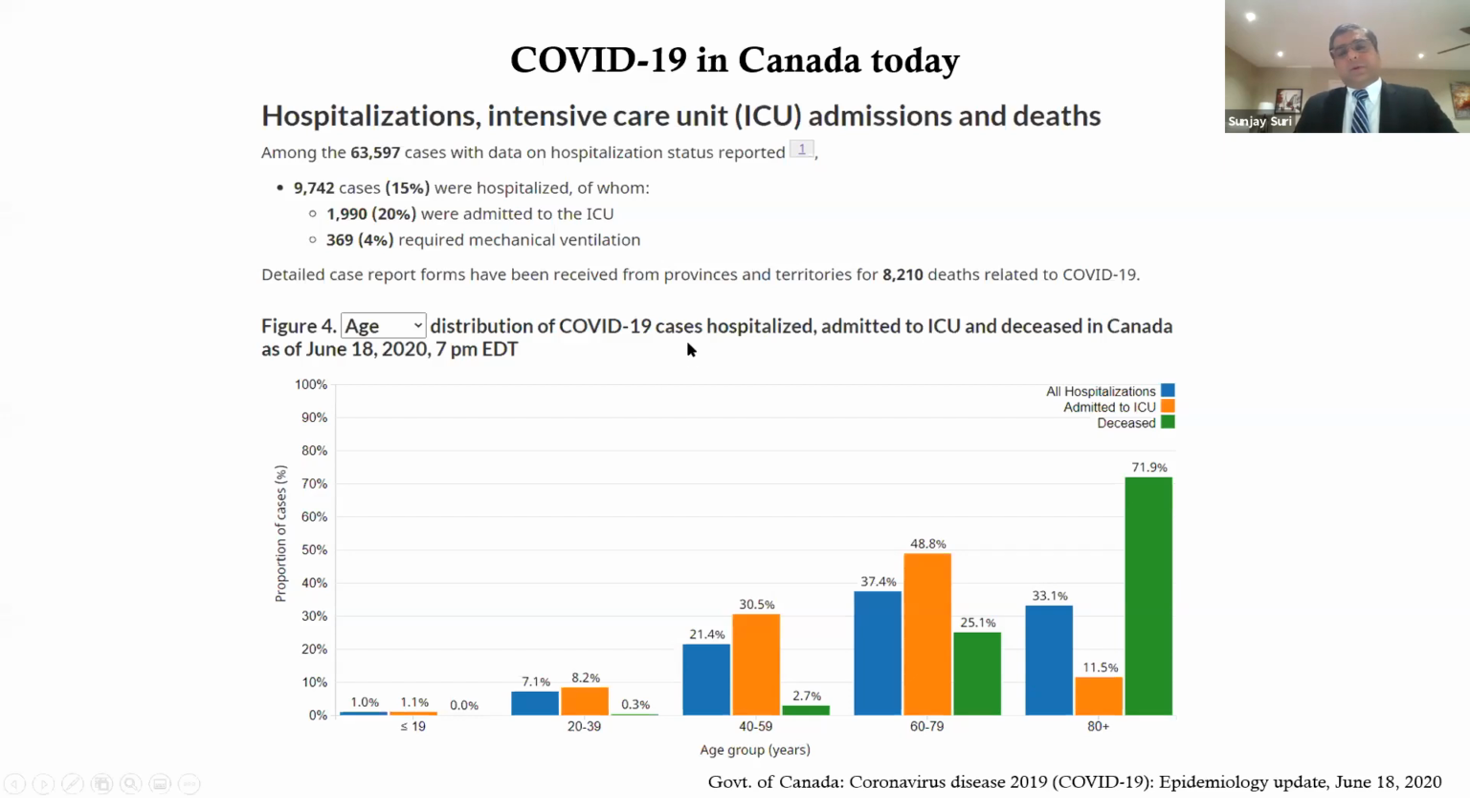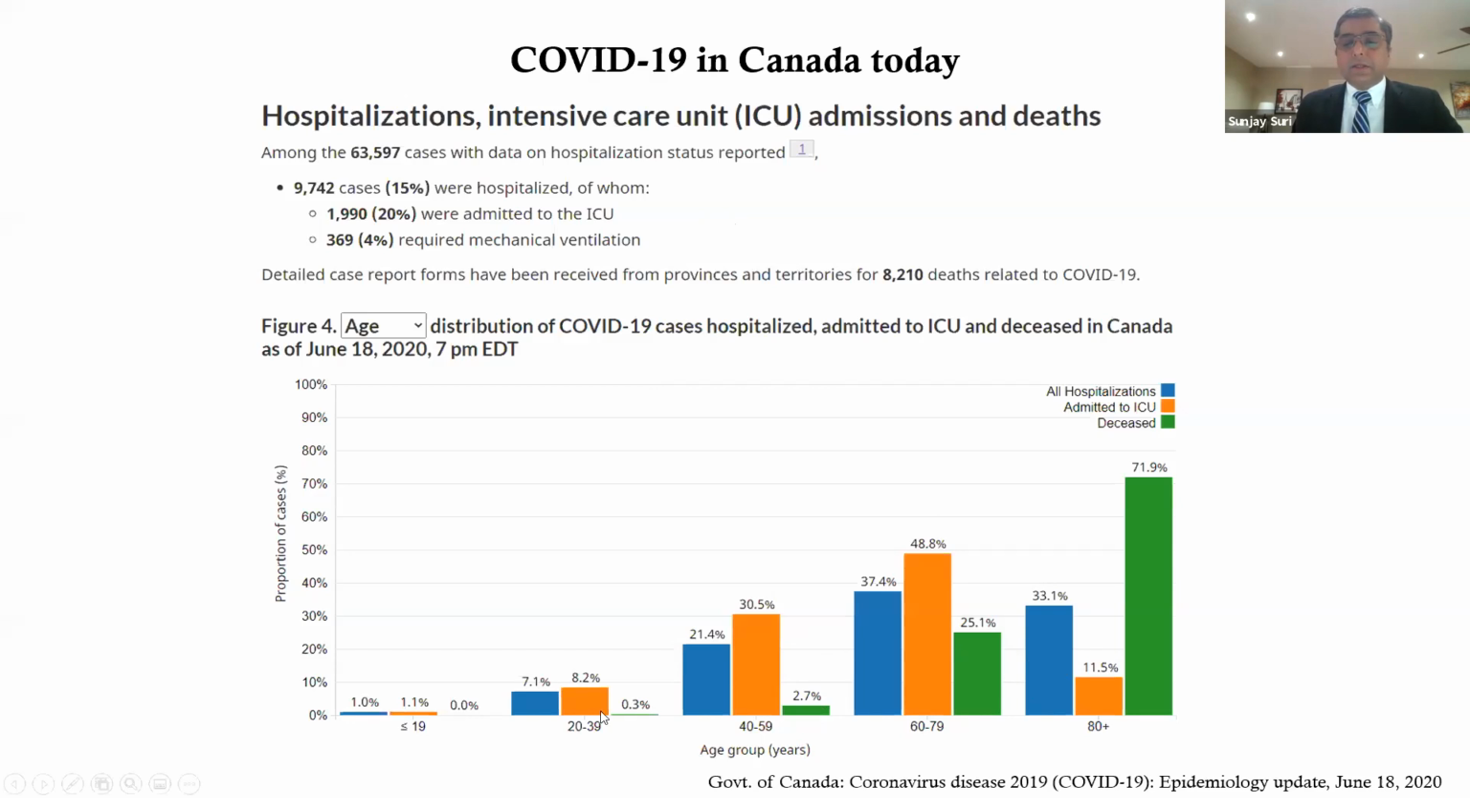Some things which are important to look at, and this data is more readily available from Canada, so I just looked into that. When you look at different age groups, you see that people, as I said earlier, can be of any age and can be exposed to the virus and develop COVID-19. But there are some population groups which will be at much greater risk.